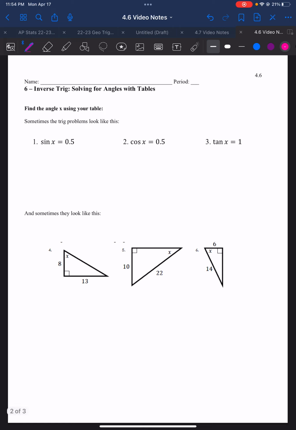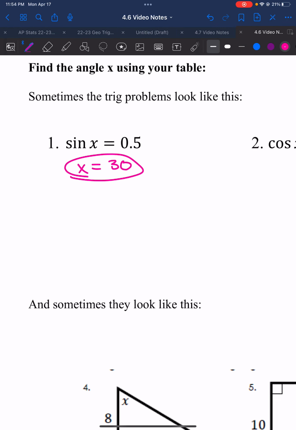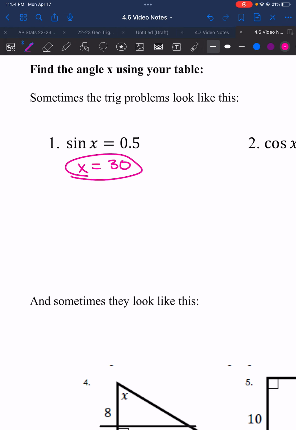So hopefully when you're searching through that part of your table, you're seeing that, hey, it's a 30-degree angle. Now, we're going to take a little detour here, and I want to talk about how we write this.